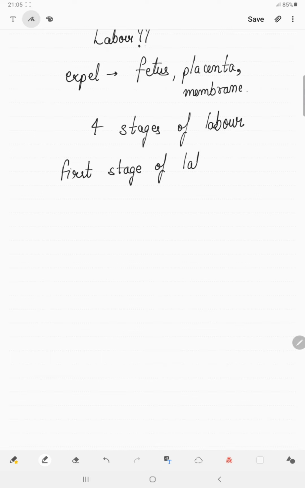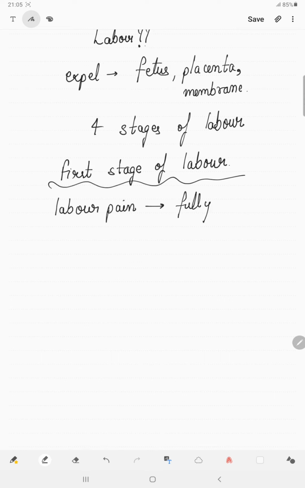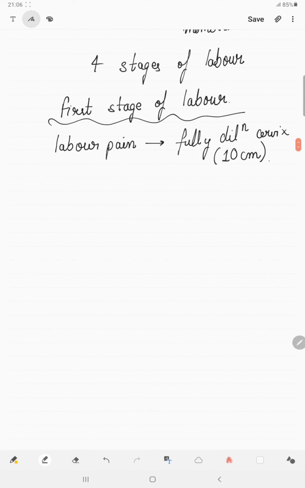Now first of all, let me give you the definition of the first stage of labor. The first stage of labor is from the onset of true labor pain up to the full dilatation of the cervix, right? And when do we call a cervix fully dilated? We call it fully dilated when the cervix is 10 centimeters. So from the onset of true labor pain up to the full dilatation of the cervix is the first stage of labor, right?